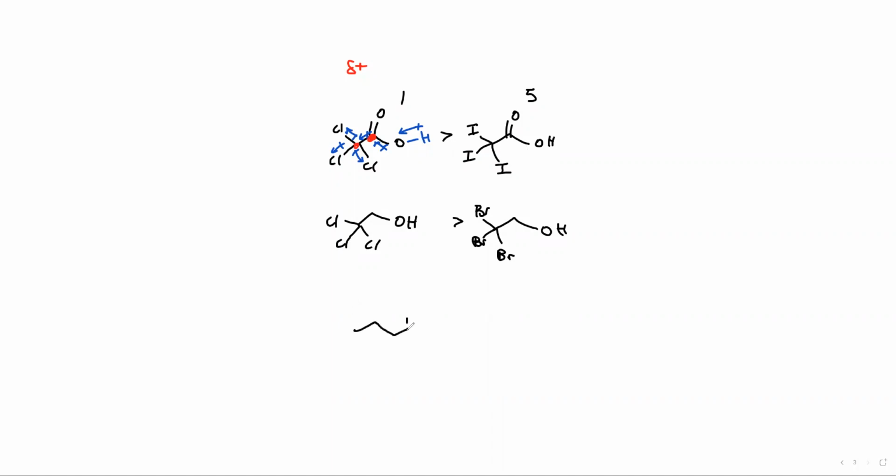You can also compare by distance if they're the same halogen. Just remember that the closer these guys are, the more prominent their effect. So trichloroacetic acid is always more acidic than trichloropropyl acid. Okay, propyl acid. It's always way more acidic.